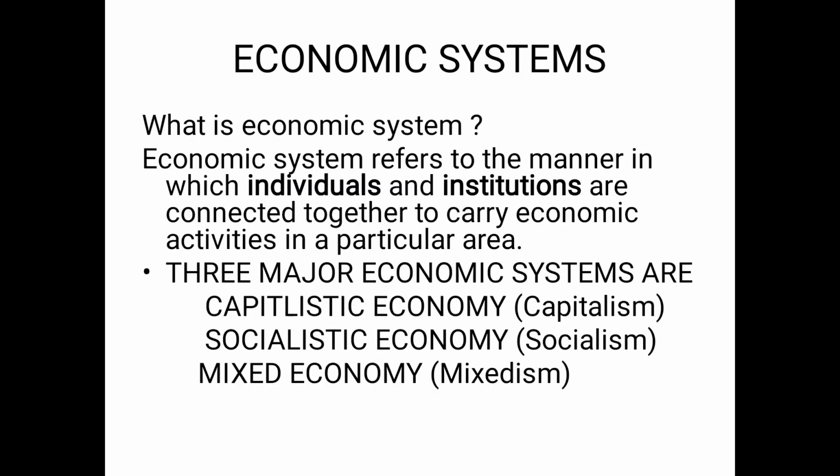Next is economic system. What is economic system? Economic system is nothing but it refers to the manner in which individuals and institutions are connected together. How an individual and an institution get along with each other, we call it economic system. And the three major economic systems that we have classified are capitalist economy, socialist economy, and mixed economy. We call it capitalism, socialism, and mixedism.